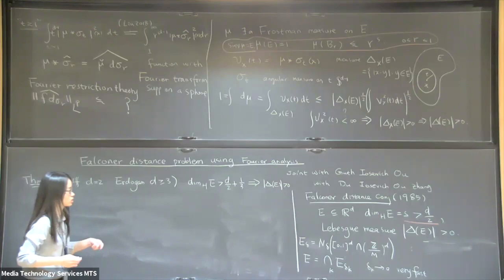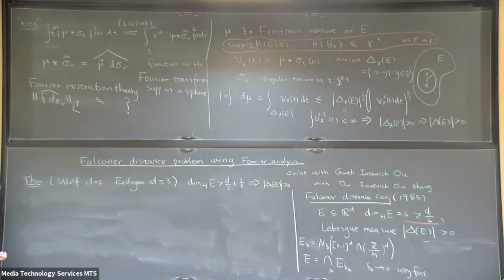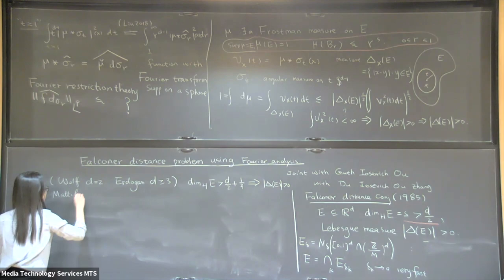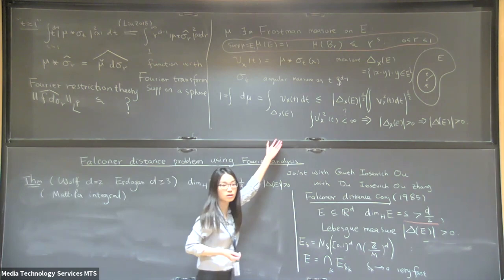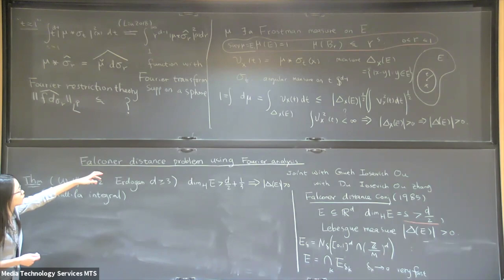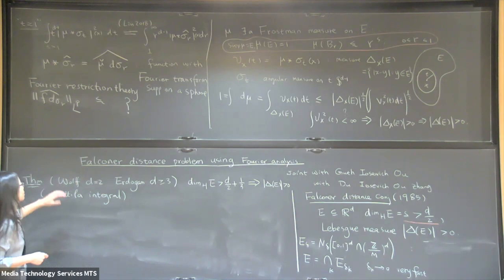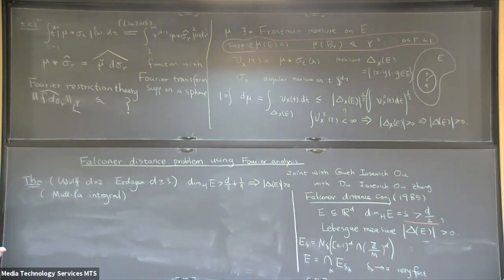And I think they use bilinear restriction theory, and also they use the Mattila integral. The Mattila integral is something similar to what was written here, but for the distance set. Here we choose to write the pinned distance set version because it's slightly easier to state. And so this goes way before our formulation.